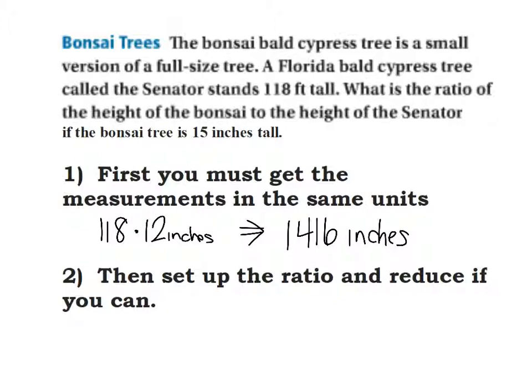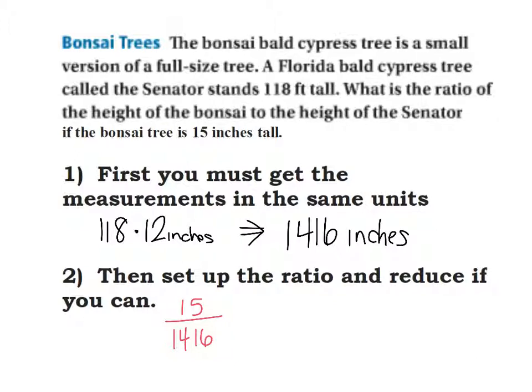It says set up a ratio and reduce if you can. Now it's important to set it up in the order that they ask for it. They said, what is the ratio of the bonsai to the senator? The bonsai is 15, so that goes on top of my fraction. 15 compared to the senator, which we just learned is 1,416. So that's the ratio.